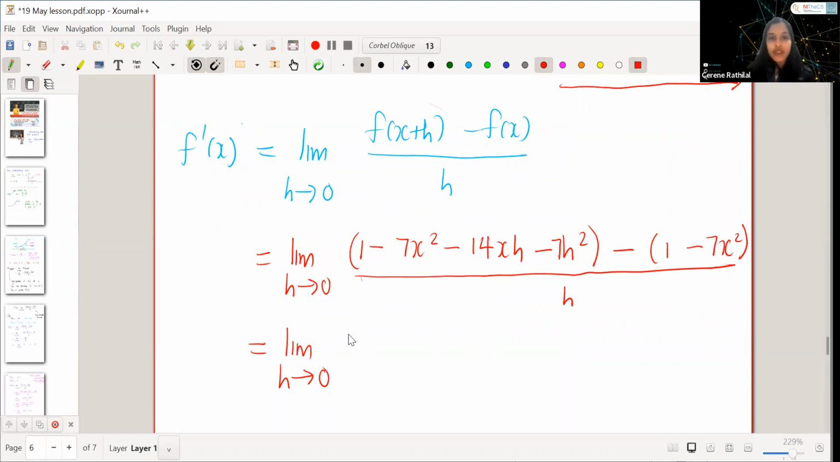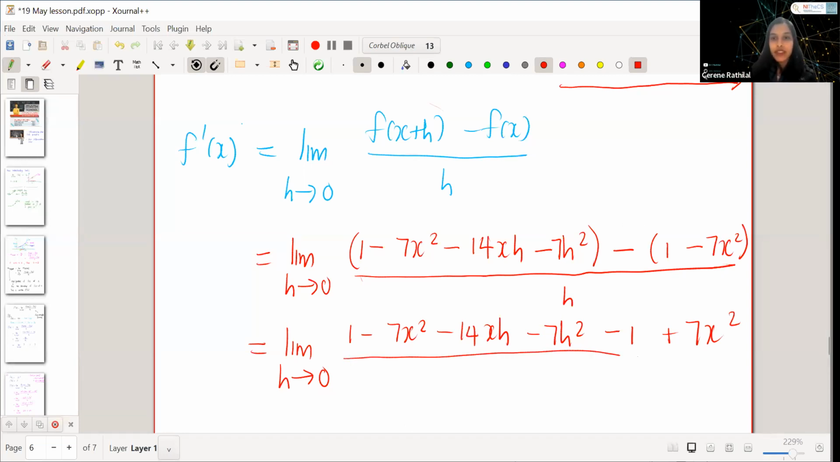Okay. And so this is just 1 minus 7x squared minus 14xh minus 7h squared minus 1 plus 7x squared. So I've distributed the negative into the last bracket and we're dividing by h. So I'm just checking our chat box again. Wonderful. Everybody says they're all good.